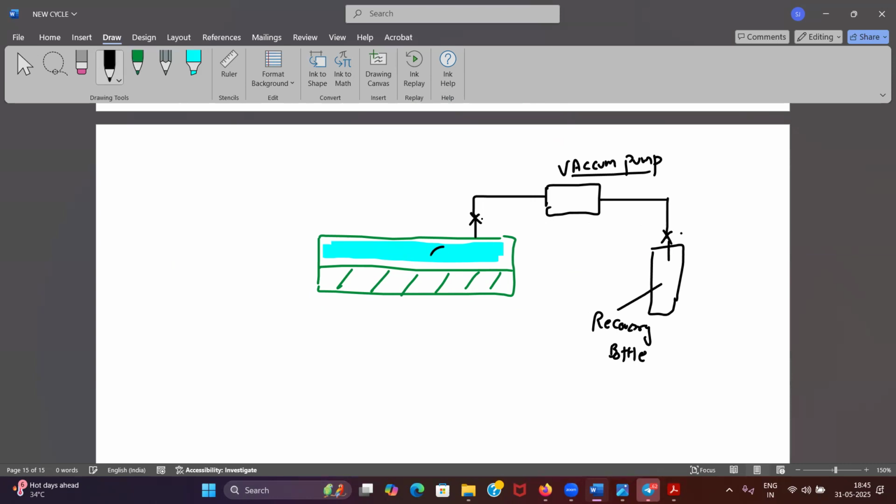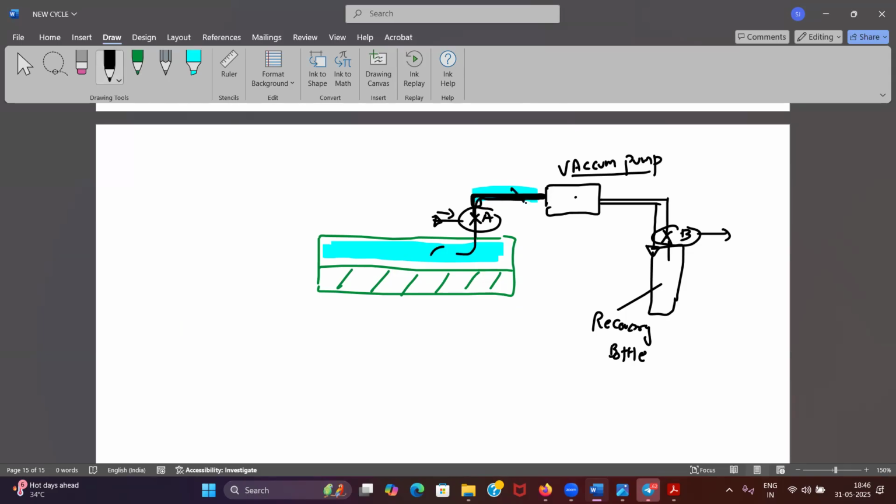First, suppose this is A and this is B. I will keep both A and B in closed position. First, I will create vacuum, so I will release every air from this system. I will close A and open B, and I will use the vacuum pump to suck any air inside this pipeline. Agreed? Okay, and it will be sent to the recovery bottle. After that, I will start opening this vent valve very slightly. So what will happen? This air will be sucked.